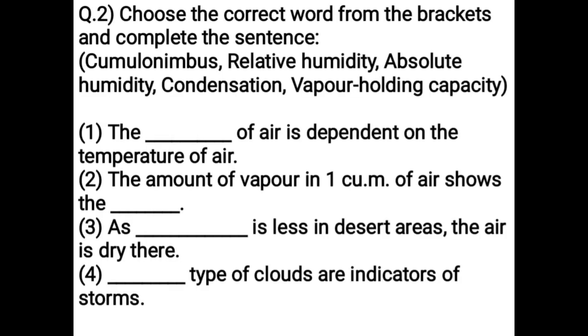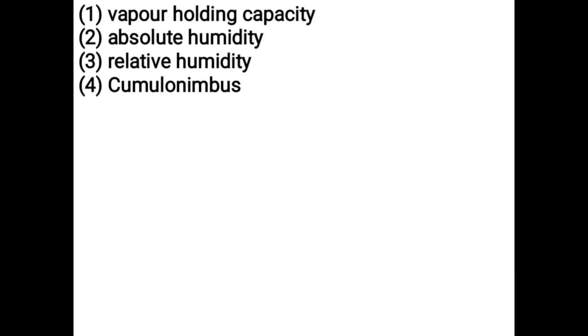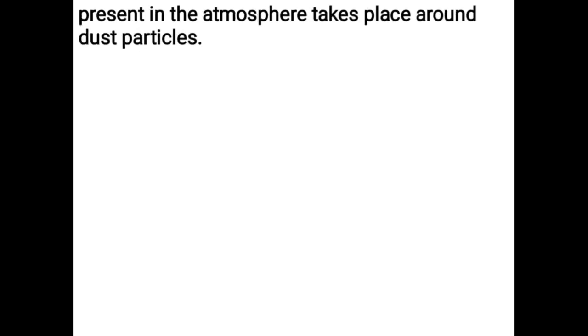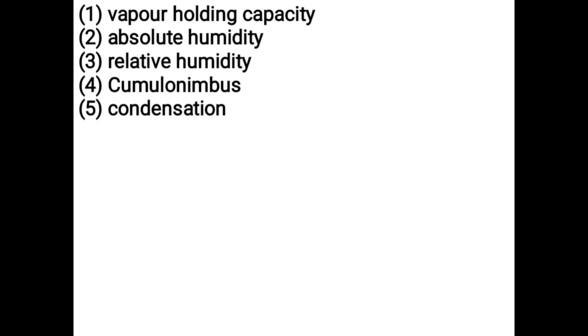Relative humidity. Dash type of clouds are indicators of storms. Cumulonimbus. In a free environment, the dash of the vapor present in the atmosphere takes place around dust particles. Condensation.